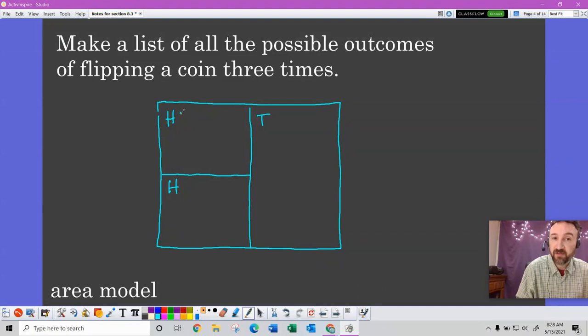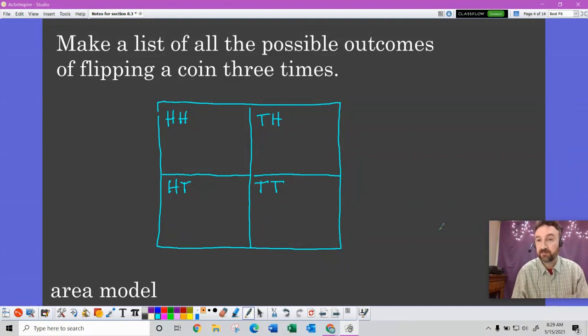And then on the second flip, maybe we get heads or maybe we get tails. We could do the same thing on the right side of our diagram. Each of these areas on the right is tails on the first flip, but maybe we got heads on the second flip, or maybe we got tails on the second flip. So what I've just listed out here is identical to what we just had in the tree diagram.